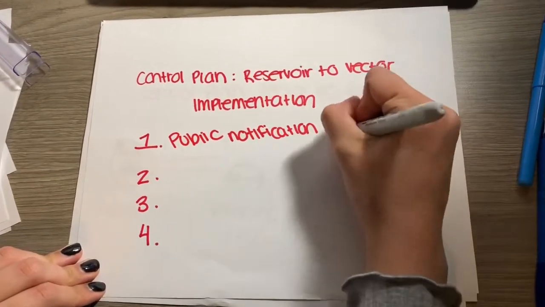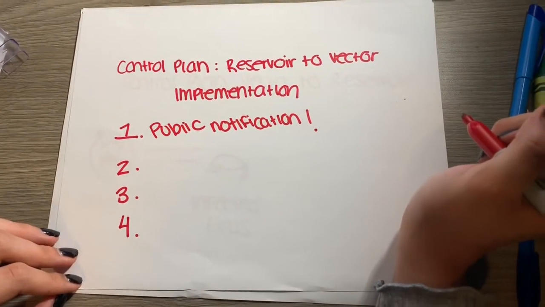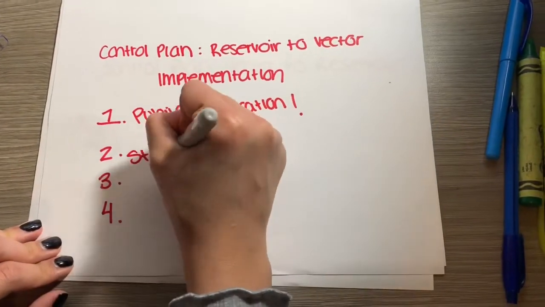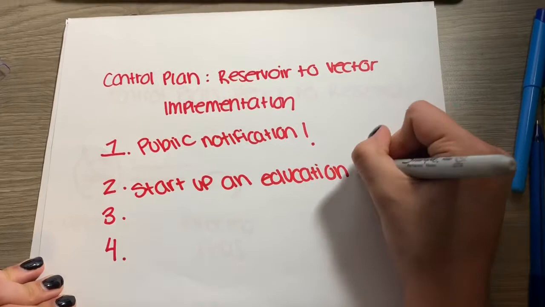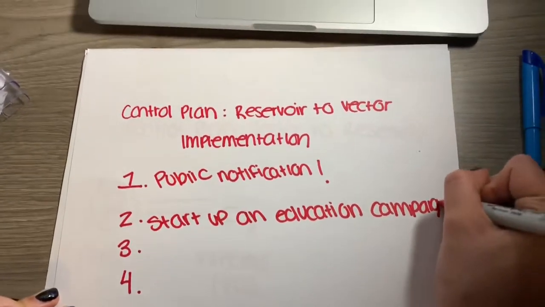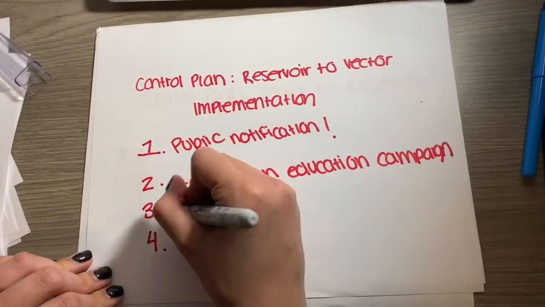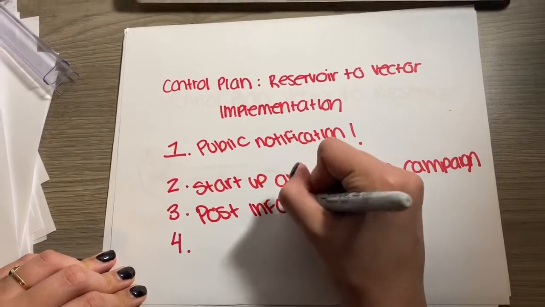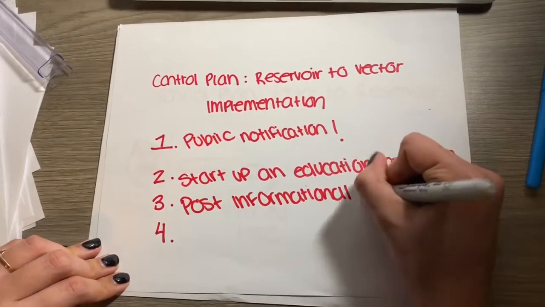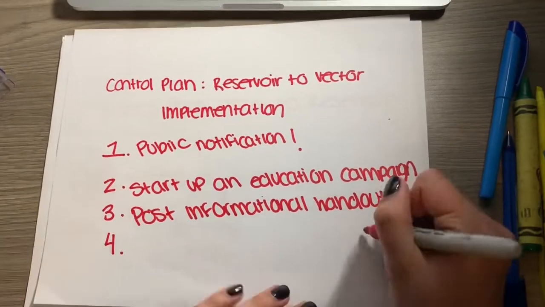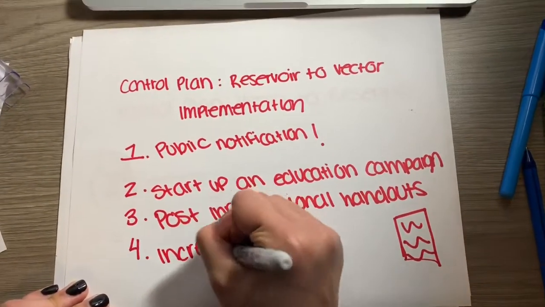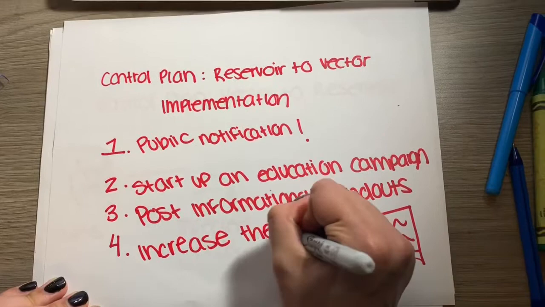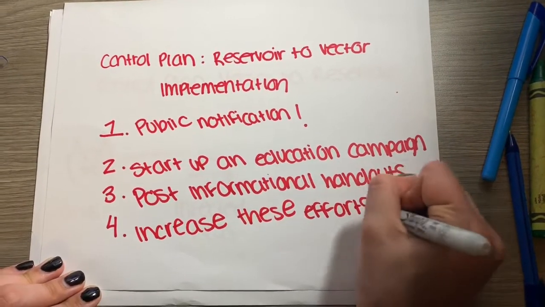Our first step for implementation will be to send out a public notification of vaccination recommendations and preventative medicine schedules and ask that they follow these guidelines. Our second step will be to start up an education campaign to notify the public of safe ways to take care of flea infestations. Our third step will be to post informational handouts on fleas and flea prevention in public spaces. And of course, our final step will be to increase these efforts during peak flea season.